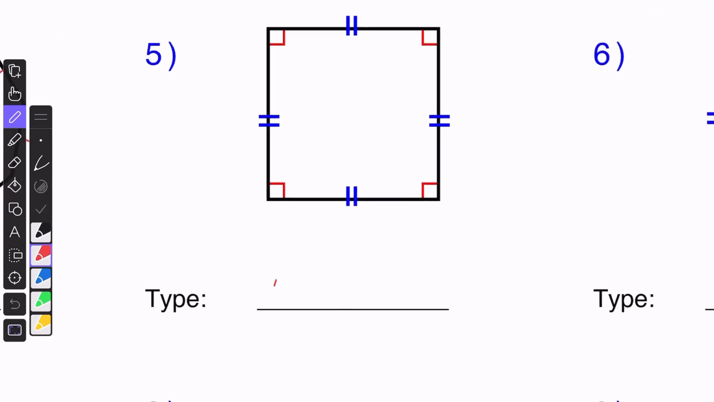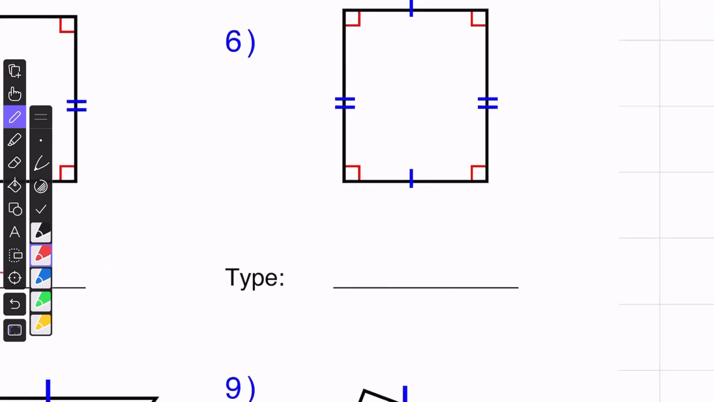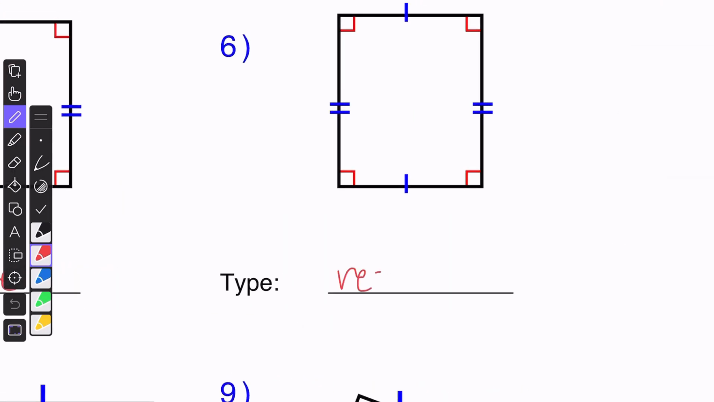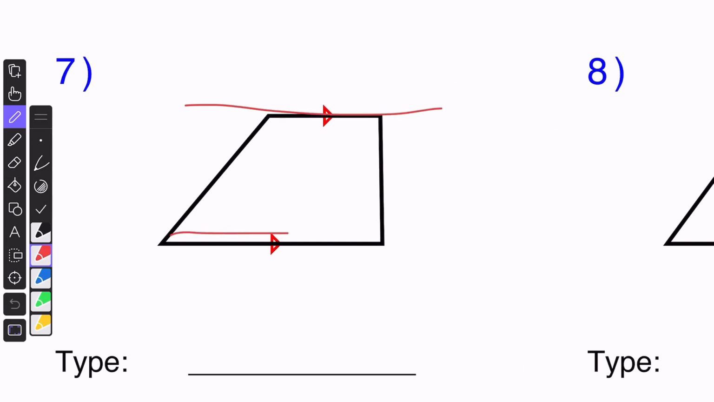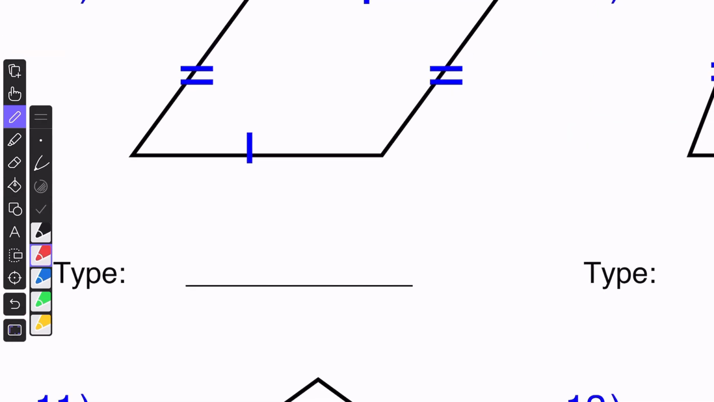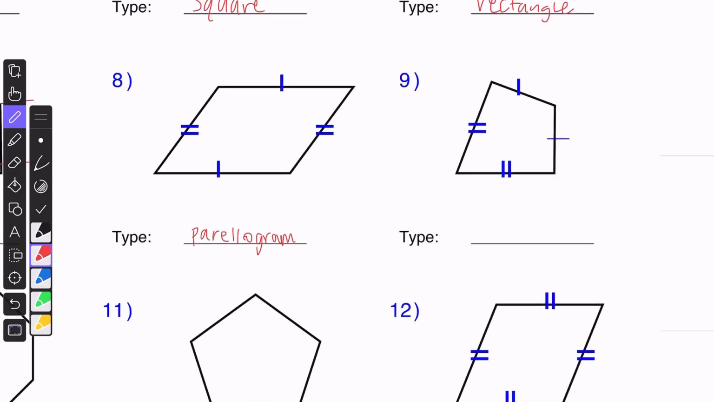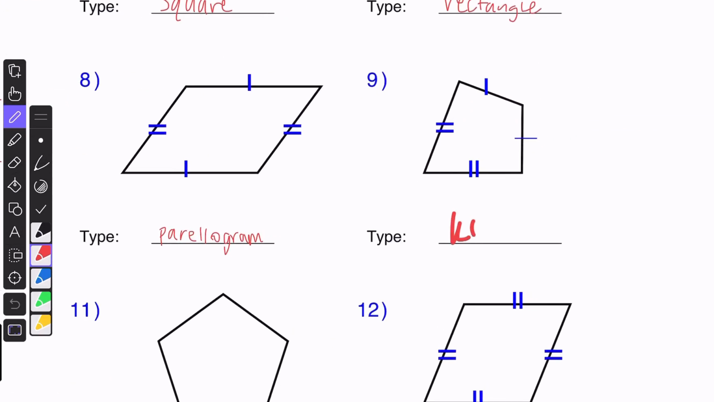And then here is our square, because those 4 right angles and 4 equal sides. Rectangle, 4 right angles, but not 4 equal sides. A trapezoid, because of our parallel lines. A parallelogram. This one is our kite.